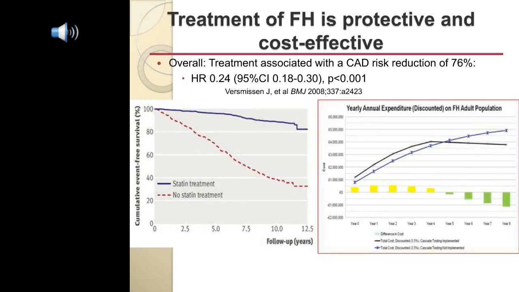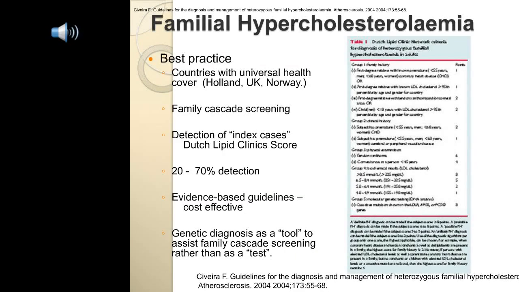As I said before, the treatment is highly effective. There's no dedicated trial for this, but if you amalgamate patients in individual trials, you can get the impression of around about a 76% reduction in cardiovascular event rates, and that this becomes cost-effective, actually cost-saving after about 4 to 5 years. And so best practice involves that strategy of family cascade screening, which is conducted in countries like Holland, UK, Norway, etc.